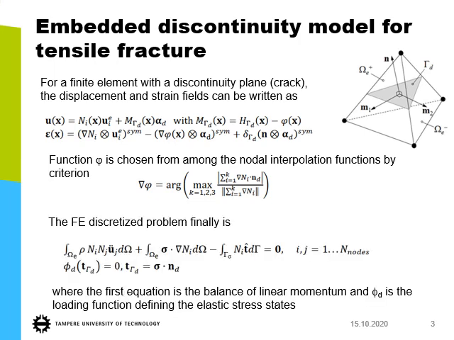We continue here to the finite element discretized problem, and we have these two equations to be fulfilled at each element. First, we have a balance of linear momentum equation, and this phi is the loading function defining the elastic stress states for the elements with crack. So it depends on the traction vector over the crack plane, which is defined by the Cauchy presentation, the stress tensor, and the crack normal.